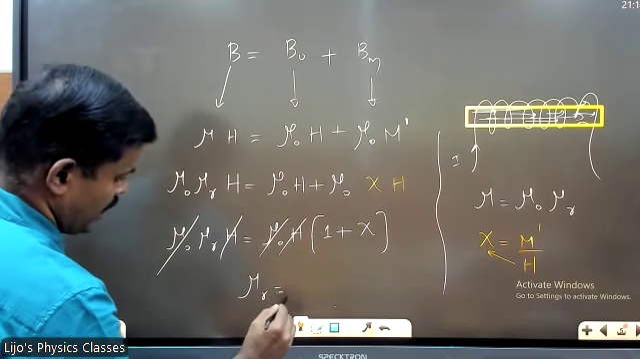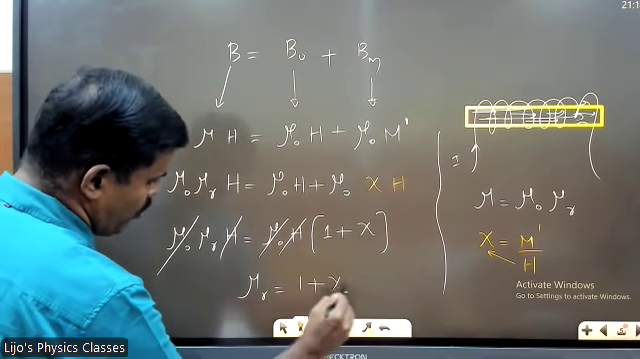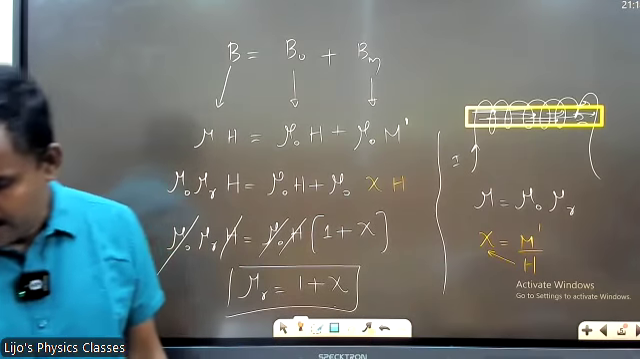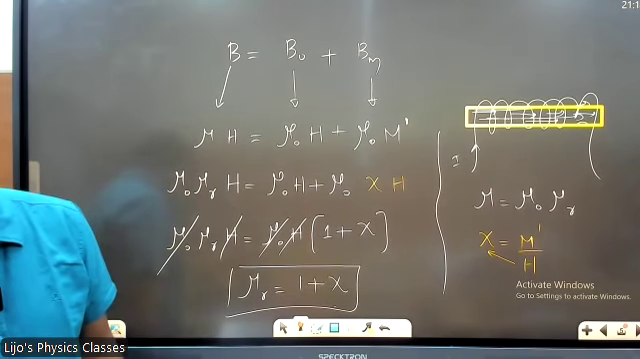You are getting mu r equal to 1 plus chi. All of you understood this? Got it? Everyone understood this?